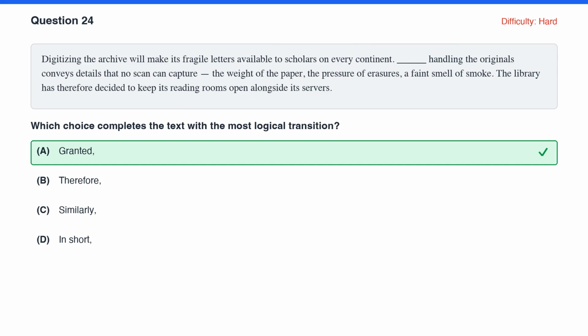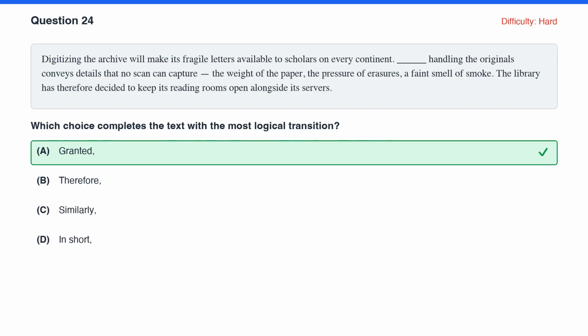Granted works because the passage runs claim, then concession, then resolution. It admits the original's value before the last sentence reconciles both. Takeaway: when a sentence grants a point the writer still respects, reach for a concession word, not a cause or a summary.